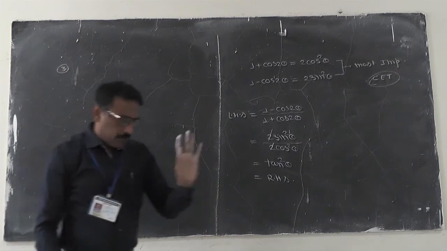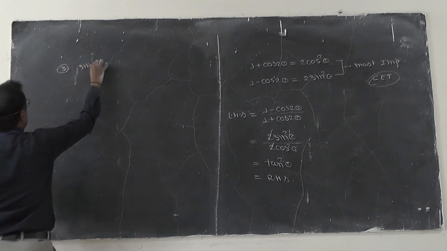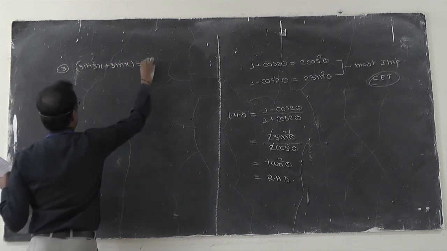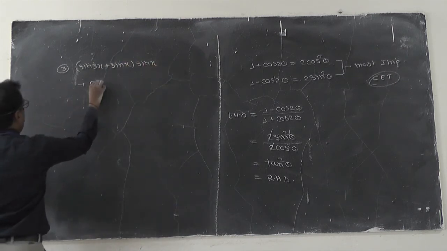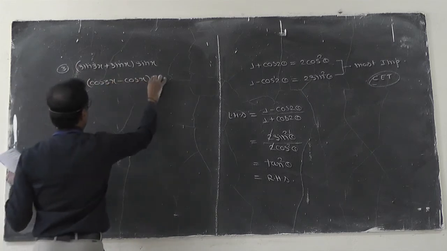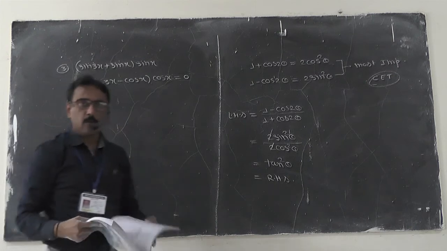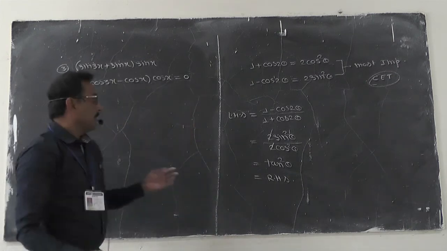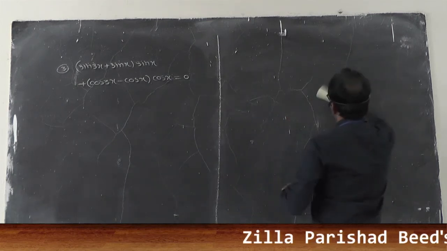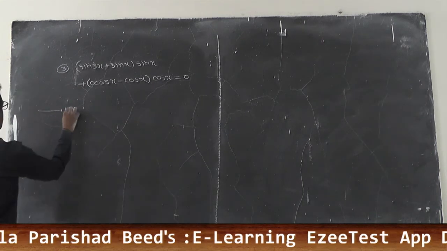I will write any number here, but just a problem. The question is: sin 3x plus sin x, into sin x plus cos 3x minus cos x, multiplied by cos x, is equal to 0. These problems are solved by addition formulae, or double angle, triple angle formulae. Any method we can use, but for the sake of simplicity I will adopt the basic procedure.